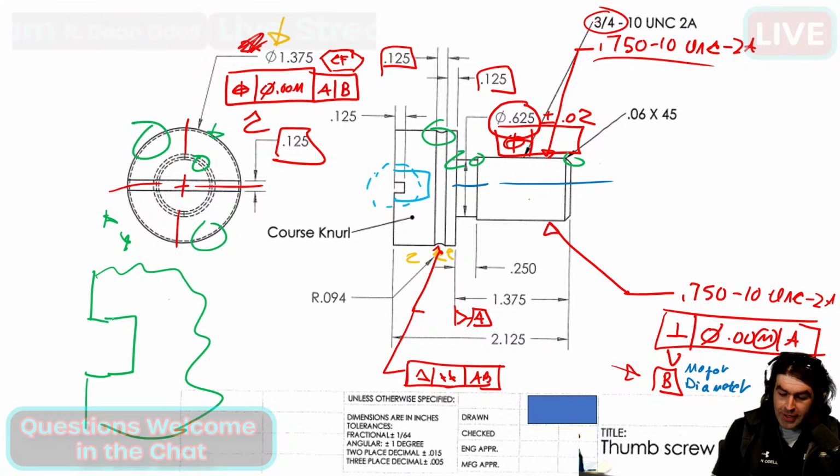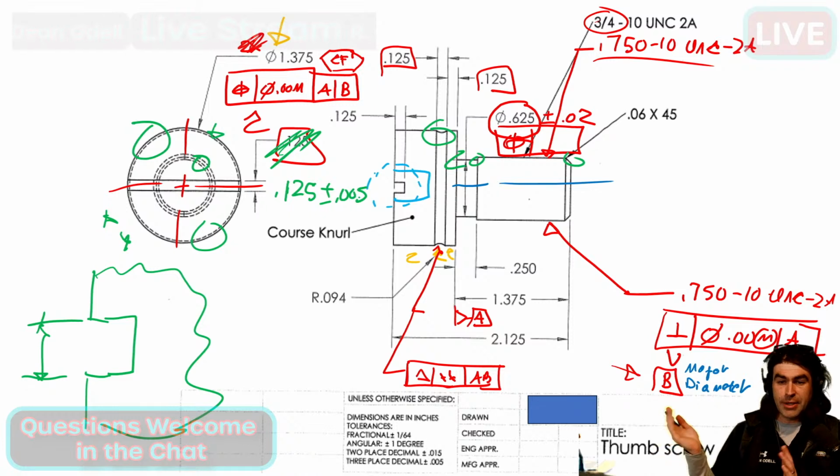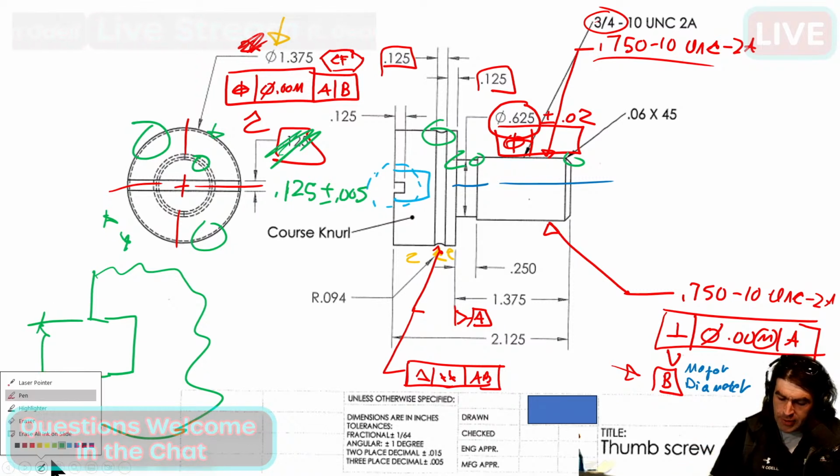Okay. So what we would do here is have, instead of, so we've got this 0.125, let me draw that correctly. We'd want to do 0.125 plus or minus something, right, in order to use position. That's one of the requirements for a position tolerance. We have to have a feature of size. So I'd come in here.